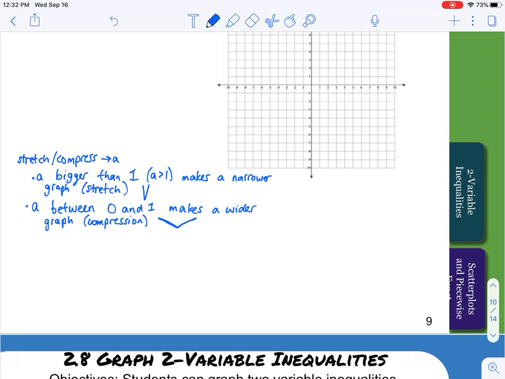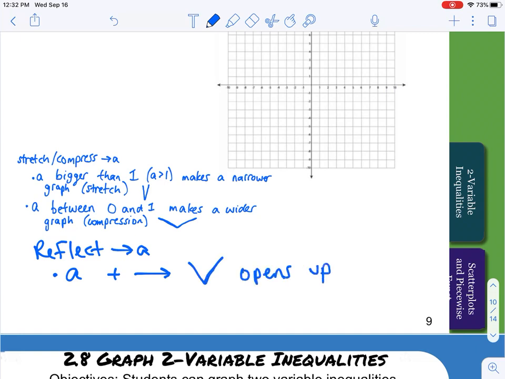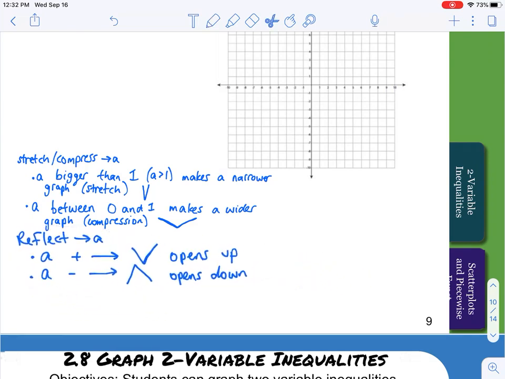The next thing a does for us is a reflection. So this is also a. If our a value is positive, think of a happy smile. Our absolute value opens up. If our a is negative, it's sad, so our absolute value opens down. So those are the things our a value tells us.